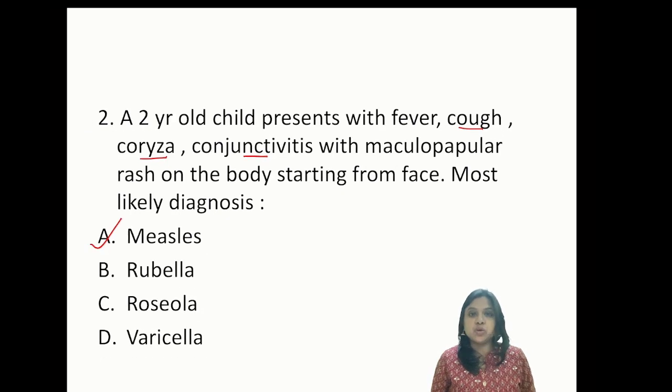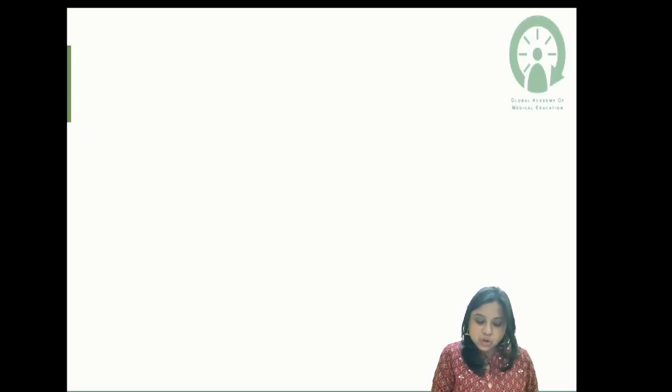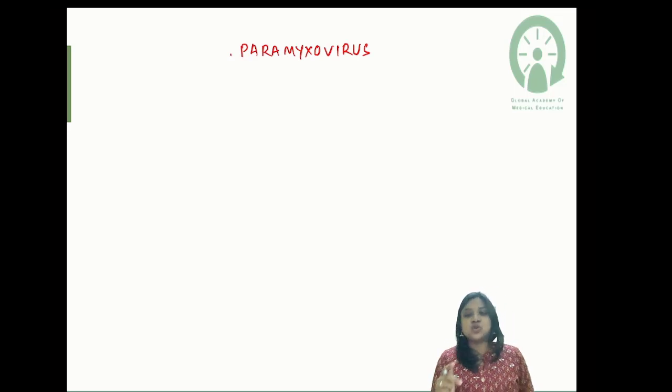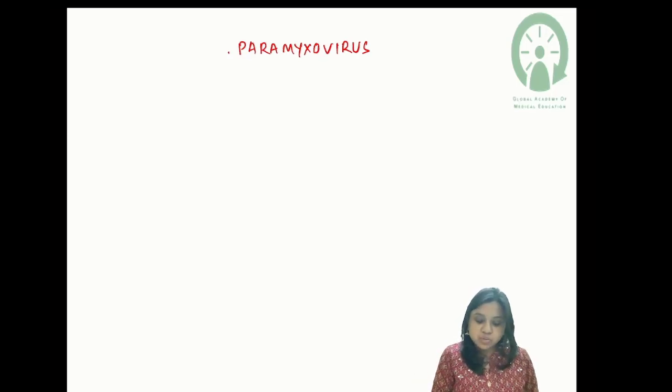So a few points we'll know about measles. First, measles belongs to paramyxovirus. Measles is also known as rubeola. So what is the mode of transmission of measles or rubeola? It's droplet spread.